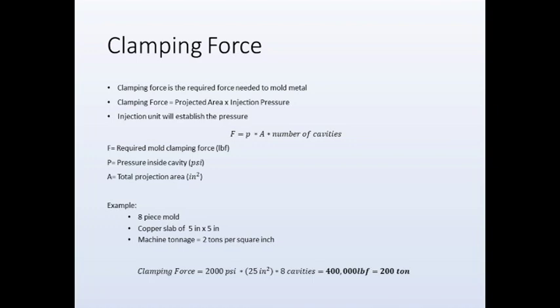For example, if we have an 8-cavity mold and we're trying to mold a copper slab that measures 5 inches by 5 inches using a machine of 2 tons per square inch, we can find the clamping force by multiplying the 2,000 psi from the machine by the 25 square inches of surface area of the copper slab that we're creating and the number of cavities within the specific mold that we're using. In this case, the clamping force for our 8-piece copper slabs would be 200 tons of needed clamping force.